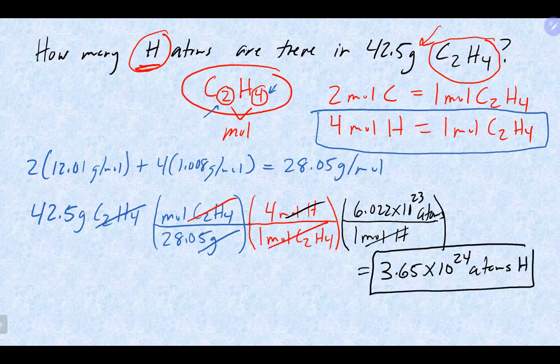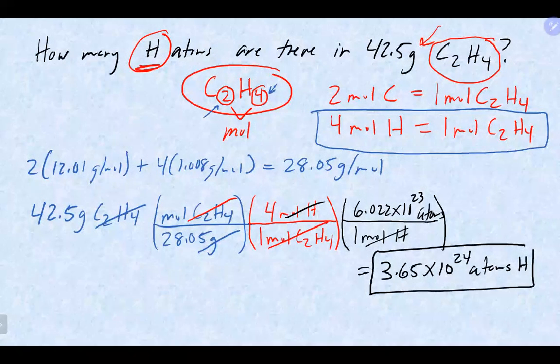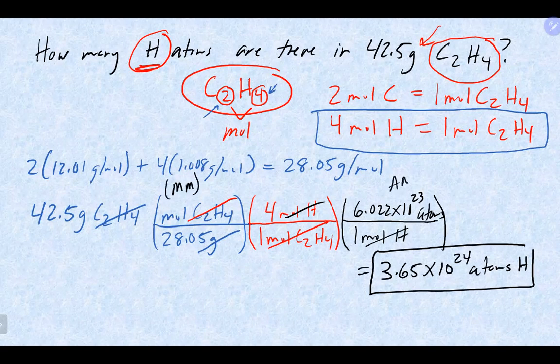So these are kind of the same conversions we used before. This is our molar mass. That is Avogadro's number. But here, using the chemical formula, we're able to come up with a relationship that allows you to go from the whole thing to just one of the elements that are present. Any questions on that there?